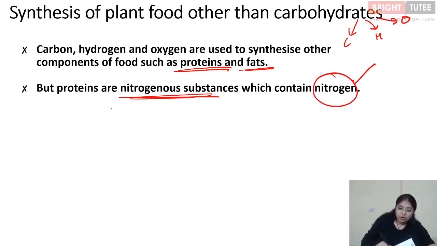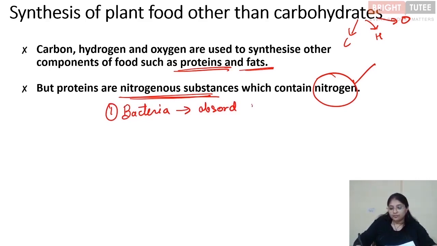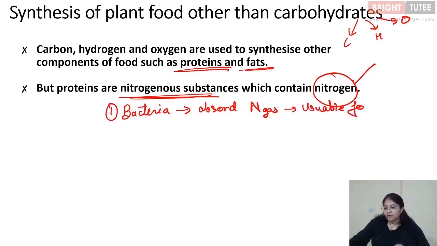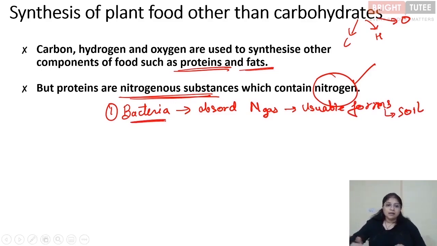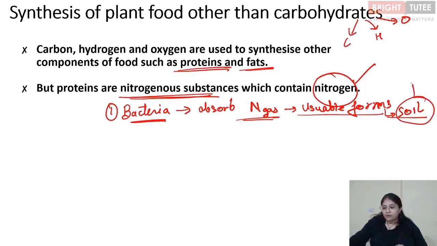First of all, there are certain bacteria which absorb gaseous nitrogen, right? And convert it into usable forms and release it into the soil, right? So in this way, the first way is the bacteria. These are the helpful bacteria that are present in the soil. They absorb the nitrogen gas, convert it into the usable form and leave it in the soil, from where the plants absorb it, right?